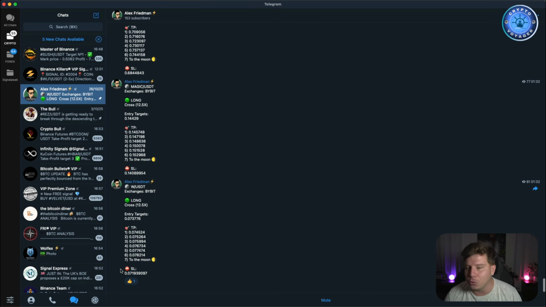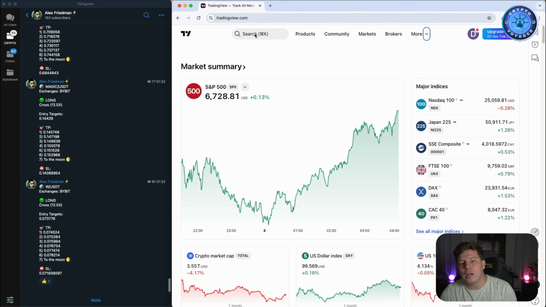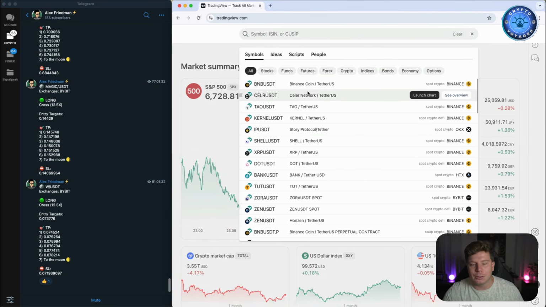If you have no idea what I'm talking about, I'm going to give you a little demonstration, but I'm not going to teach you how to trade. I'm just going to show you how you input this into TradingView for your data. So guys, go to tradingview.com if you want to check out some of these signals and see if they are profitable before you start putting your own money into it.